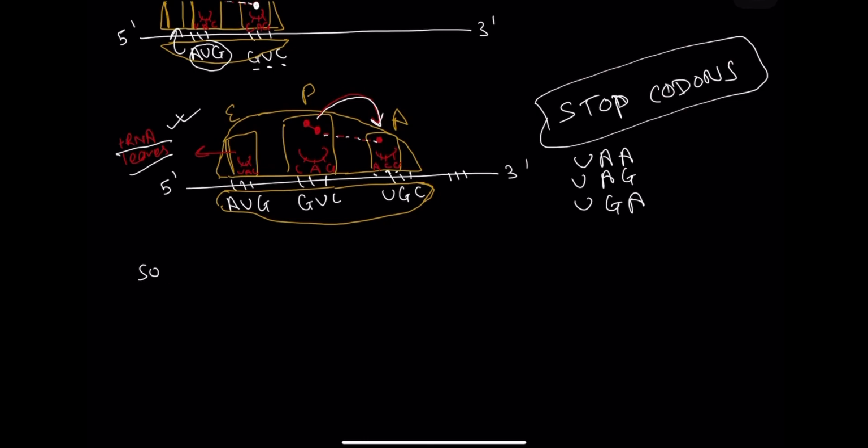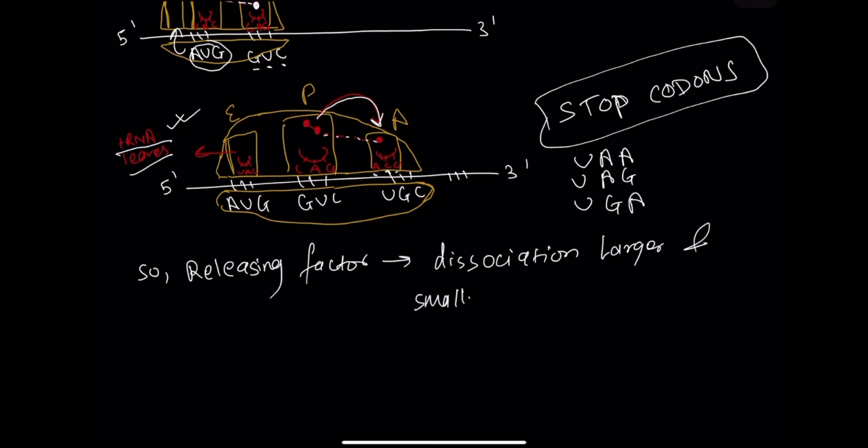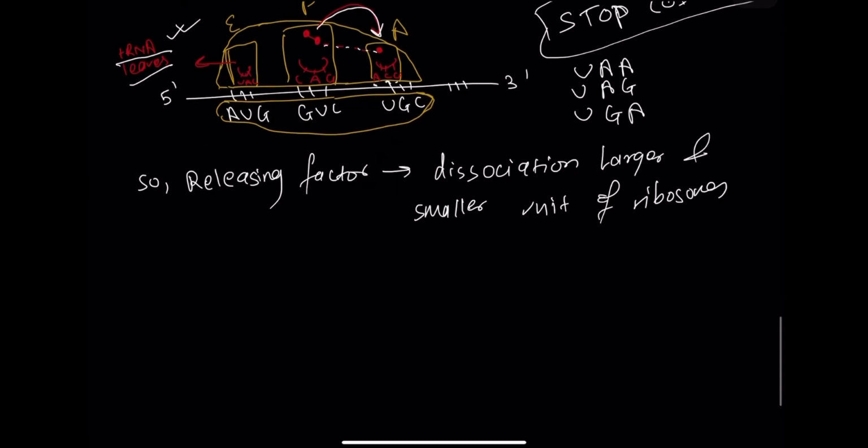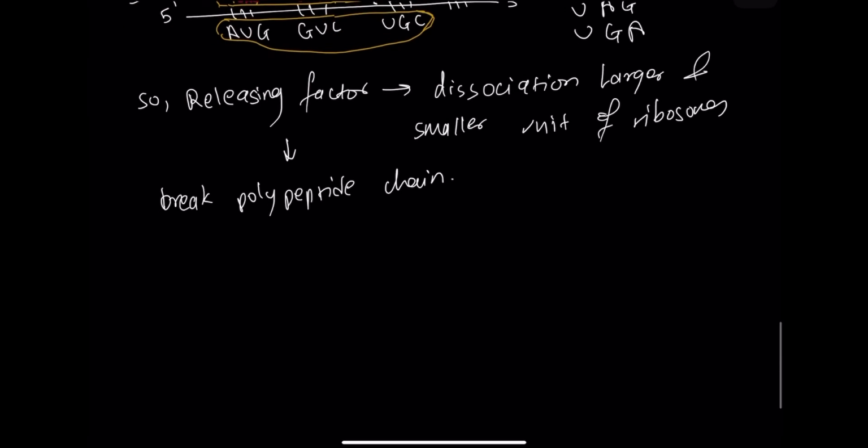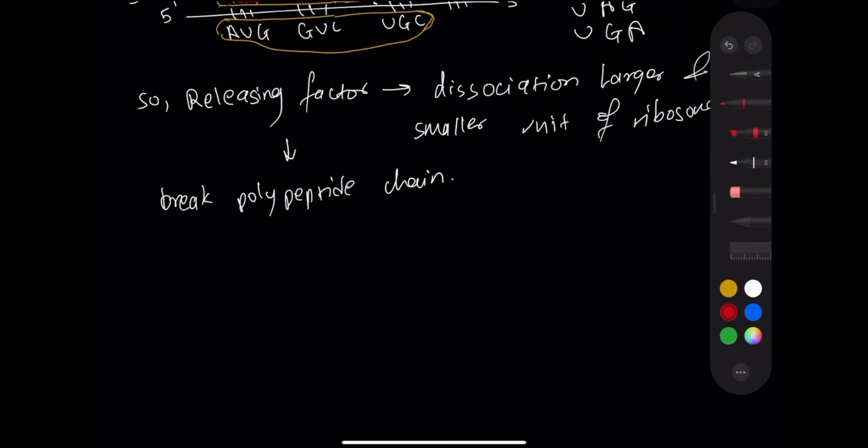So there comes one important thing, that is the releasing factor. This releasing factor will dissociate the larger and the smaller subunit of the ribosome, and also break the polypeptide chain. And it will release our protein. So there will be formation of our polypeptide chains in the cytoplasm. This is how the protein is synthesized.